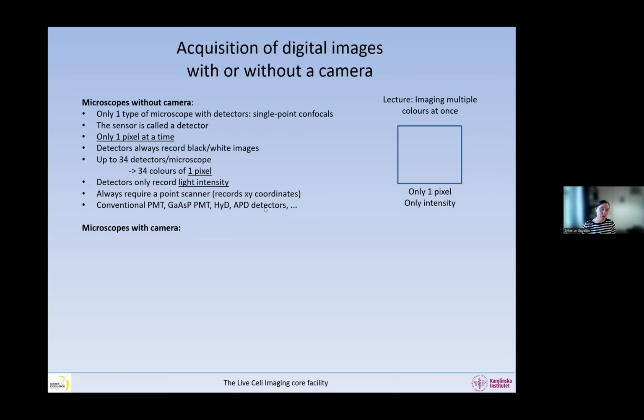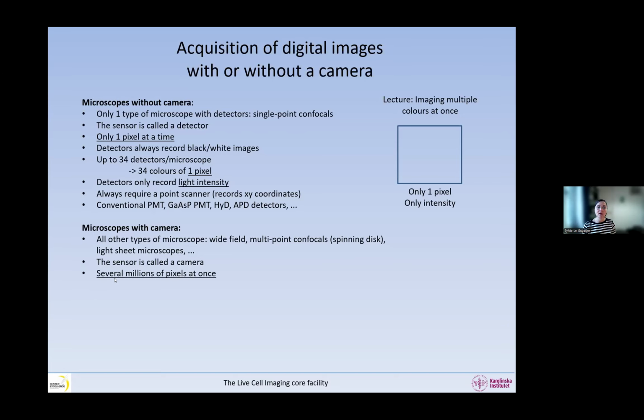So what about the microscopes with cameras now? All the other types of microscopes use cameras: wide field, multi-point confocal, light sheet, etc. And the sensor is called a camera. The camera acquires several millions of pixels at once, at the same time. Okay, so it's very different from a single point confocal, where the detectors only acquire one pixel at the same time.